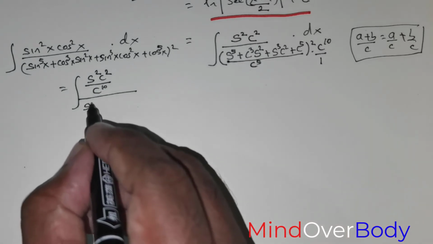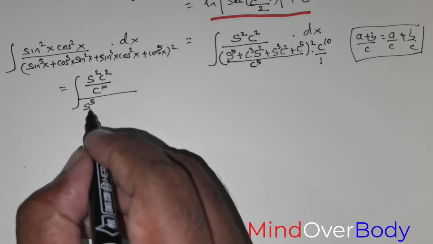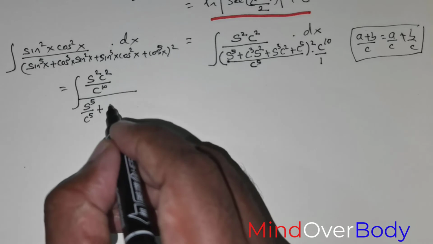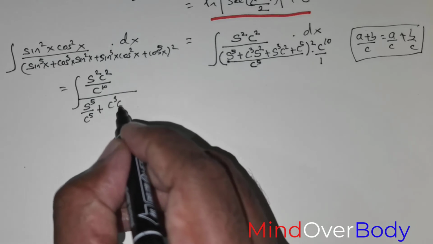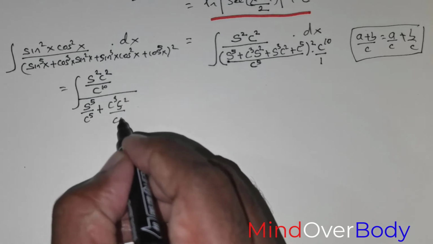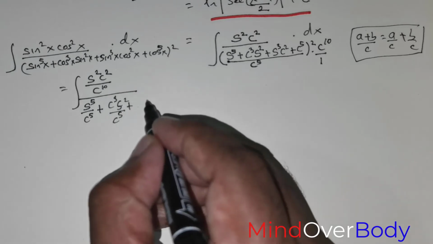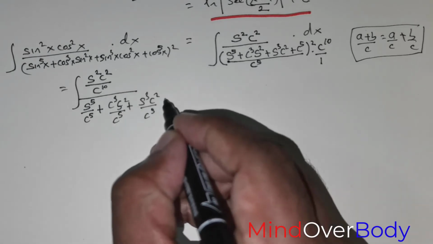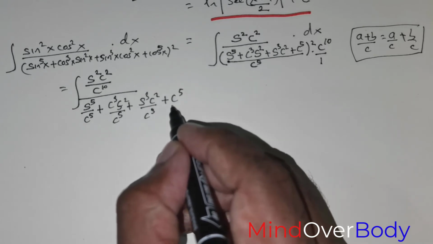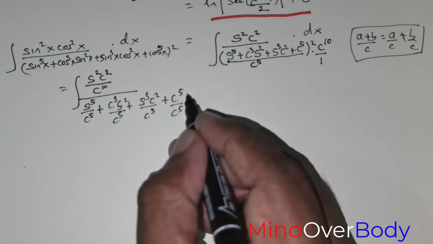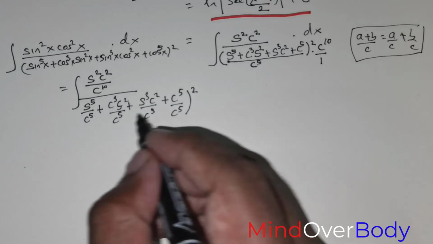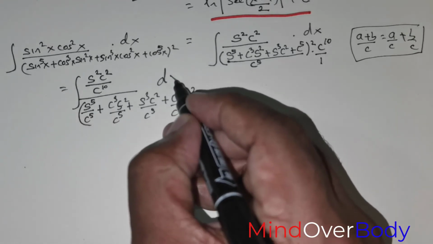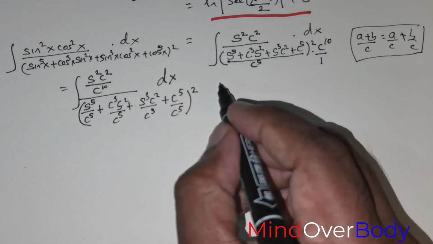So this is going to be s raised to the power of 5 over c raised to the power of 5 positive c cubed s squared divided by c raised to the power of 5 positive s cubed c squared divided by c raised to the power of 5 positive c raised to the power of 5 divided by c raised to the power of 5. This is entirely raised to the power of 2. Of course I've got dx that has to be placed here.